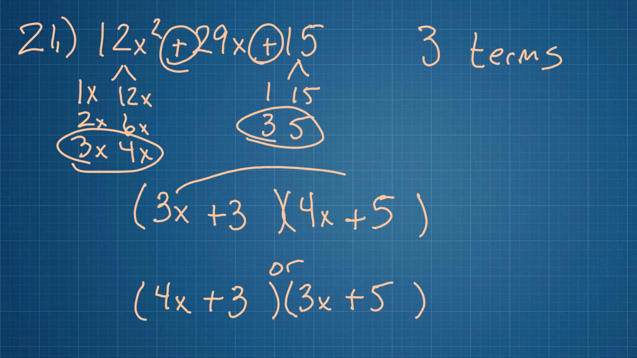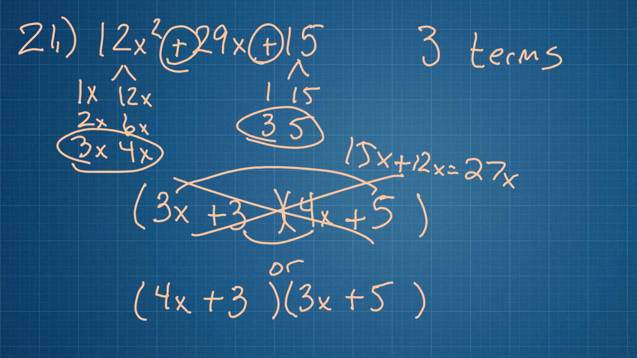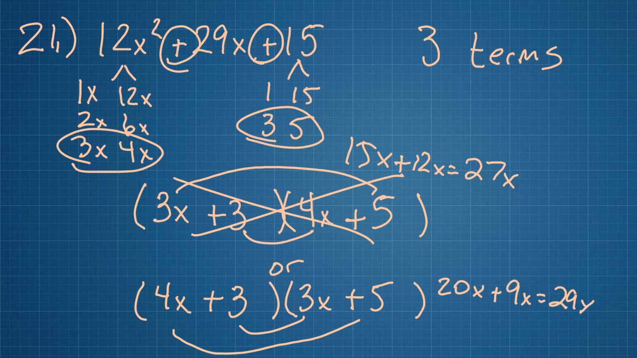So I check this one. I get 3x and 5, that's 15x. 3 and 4, that's 12x. Together, that's 27x. Not going to help me. Check this one. 4x and 5 is 20x. 3 and 3x is 9x. So together, that's 29x. And that's what I want in the middle. So this is my final answer right here.